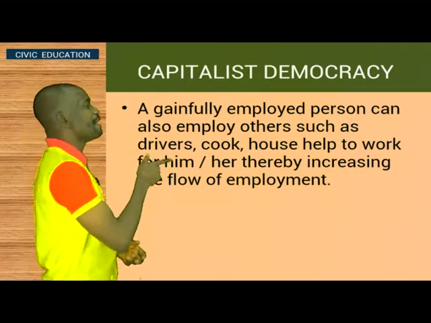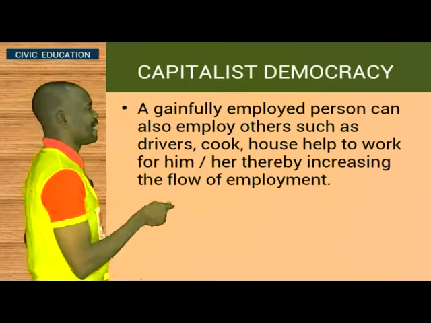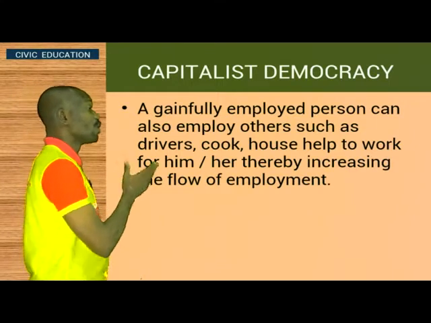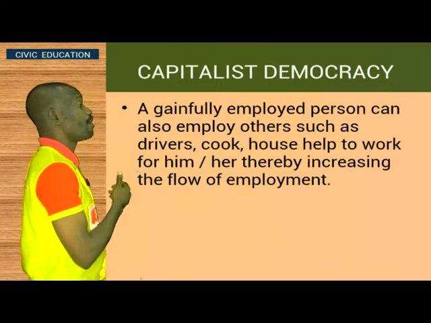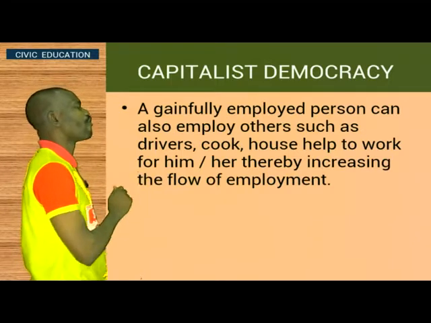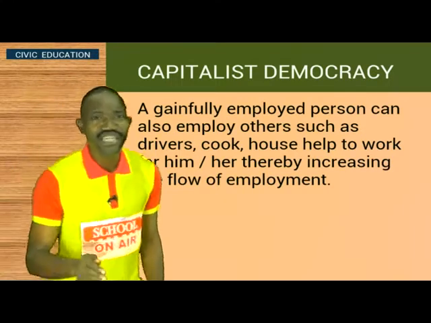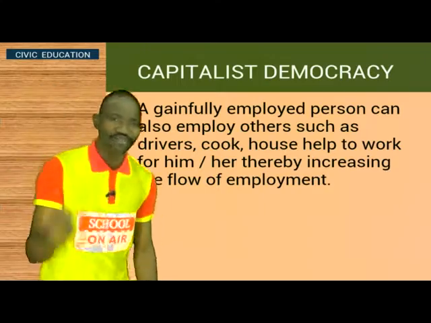A gainfully employed person can also employ others, such as drivers, cooks, and house help, to work for him, thereby increasing the flow of employment and also reducing unemployment in the country.